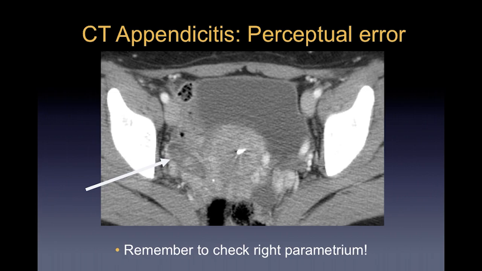So this is something I've just added to my search pattern in young women. Even if it's not a right lower quadrant pain case, whenever it's any sort of abdominal pain issue, I always take one last sweep through that right parametrial area before I call a case negative.